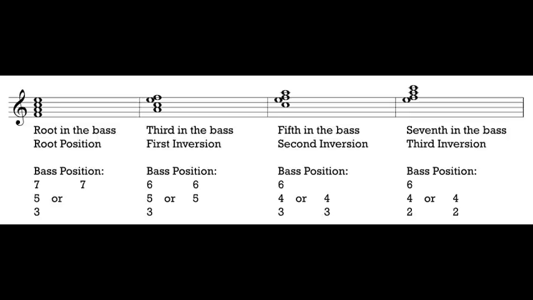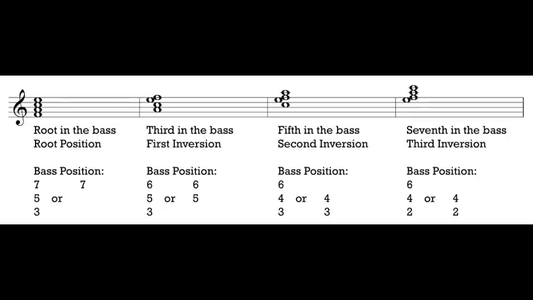And finally we have third inversion. Let's look at the intervals above the bass note, which this time is the 7th of our chord. E to C is a 6th, E to A a 4th, and E to F just a 2nd. And so 6, 4, 2 describes all the intervals above the bass note. We are going to abbreviate to just 4, 2 to indicate a third inversion 7th chord.